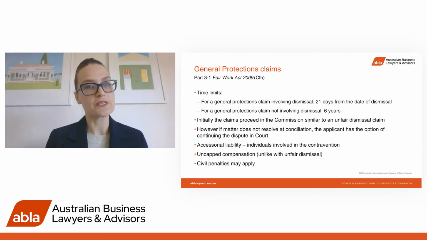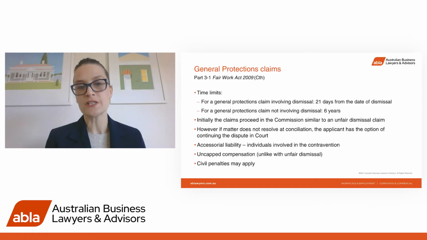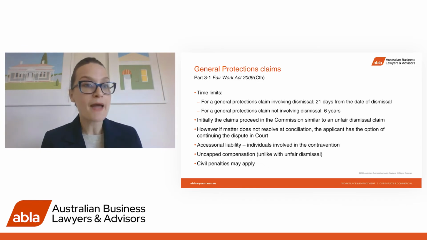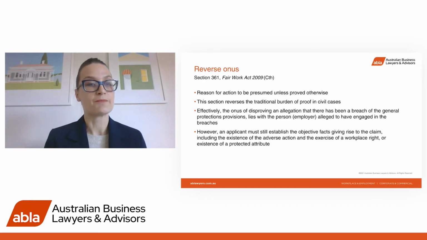I think another really important point to make with general protections claims is what we're seeing a lot more of is these accessorial liability provisions come into play. So claims are made both against the employer being the legal entity, but also individuals who were said to be involved in the contravention. That's usually the decision maker in terms of terminating that person. It might be the person's manager, or it might be the HR manager. And as Jules mentioned before as well, we've got uncapped compensation, unlike with unfair dismissal, and the general protections jurisdiction is also subject to civil penalties, so they may also apply.